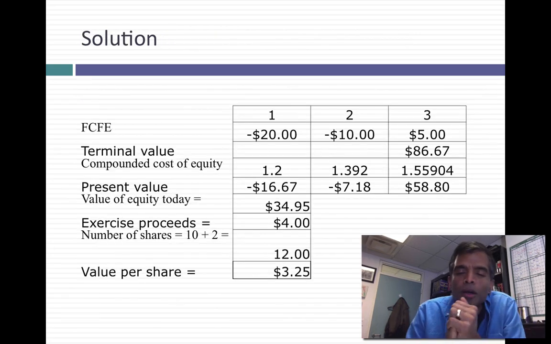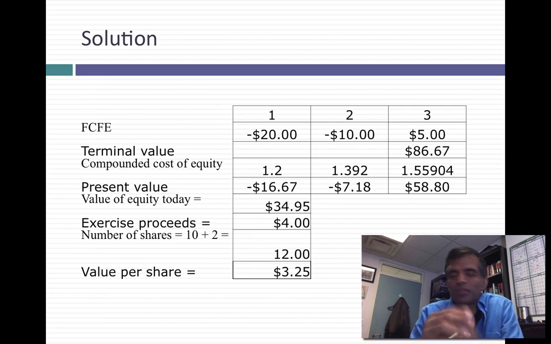In the earlier part of the problem, part A, I gave you the free cash flow to equity, and I gave you enough information to estimate the terminal value. But because your discount rate is changing, and I'll come back and talk a little bit more about this, I have to compute what's called a compounded cost of equity. You see, what the heck is that?